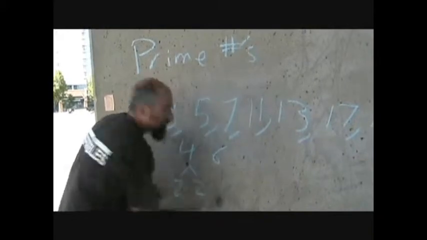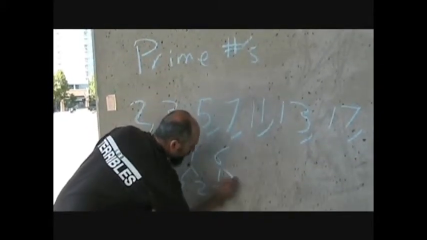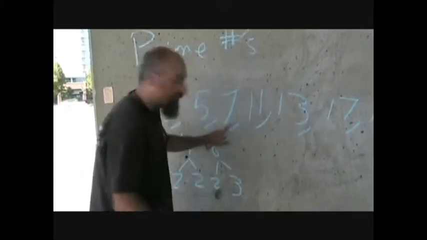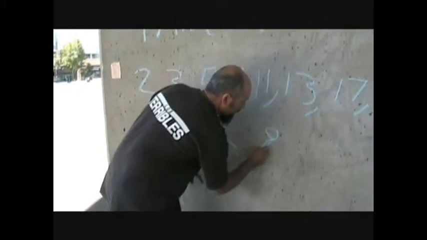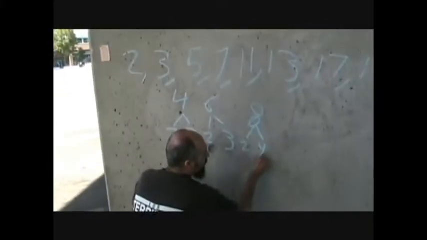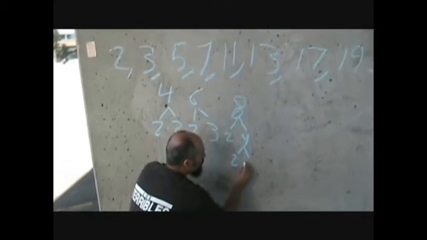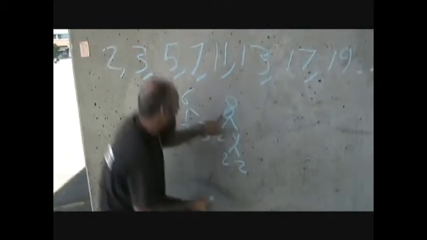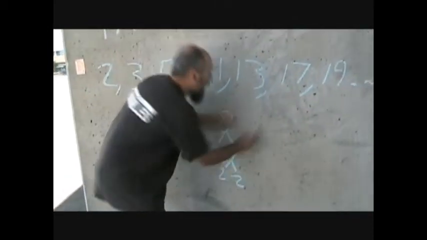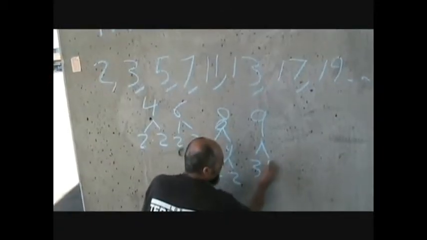Number 6. What's number 6? It's 2 times 3. Then you've got 7. Then you go on to 8. 8 is 2 times 4, and 4 is 2 times 2. So again, 8 is not a new number. And then you've got 9. 9 is 3 times 3.